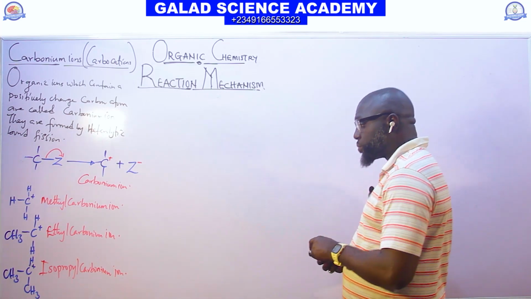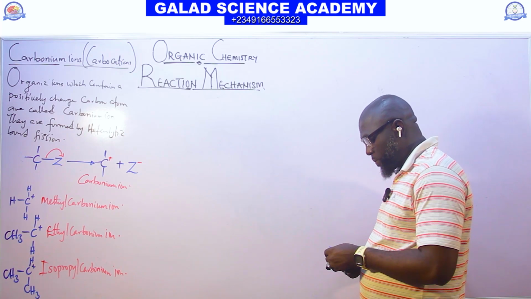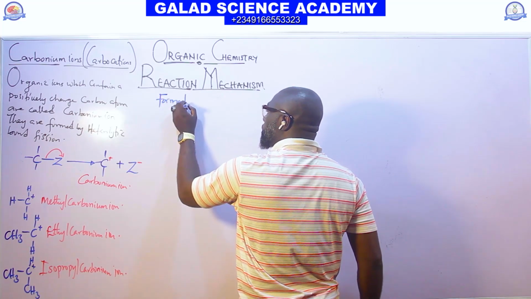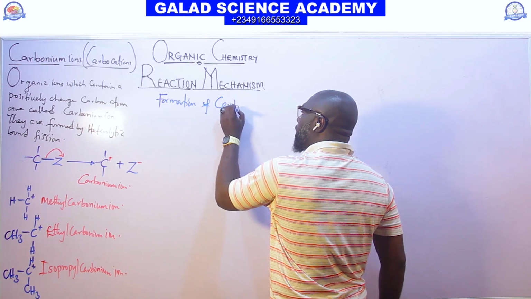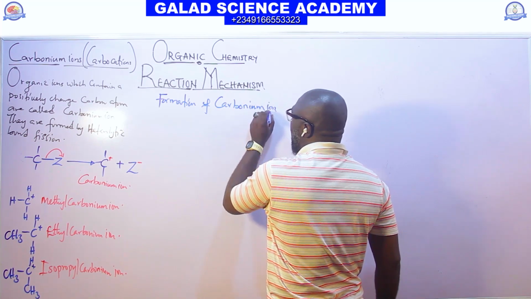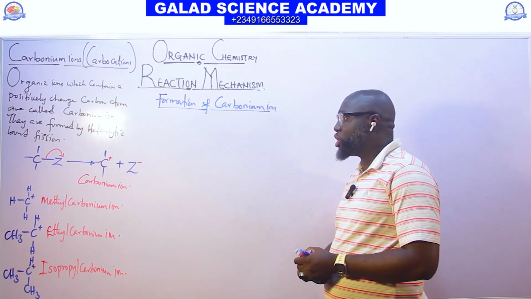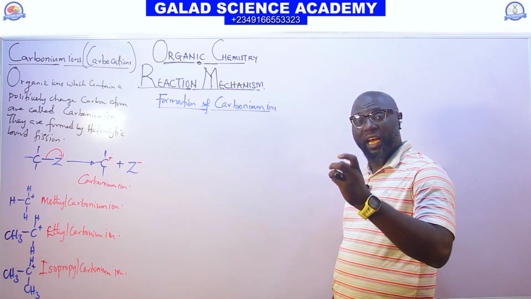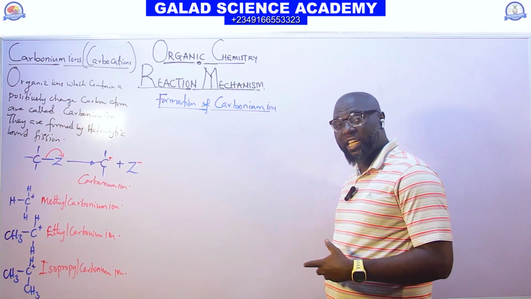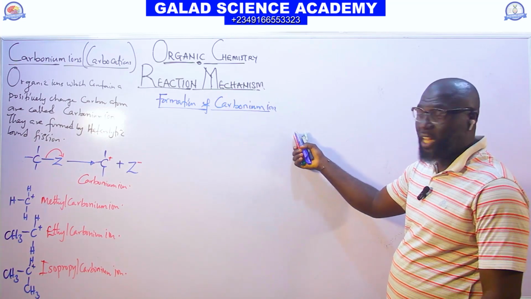Then the next thing is let me explain the formation of carbonium ion, or carbocation. The carbonium ion can be formed in two ways. Whenever an electron withdrawing group is attached to the carbon, it's very easy for the electron withdrawing group to leave the system. And as a result of that, the carbonium ion will form.